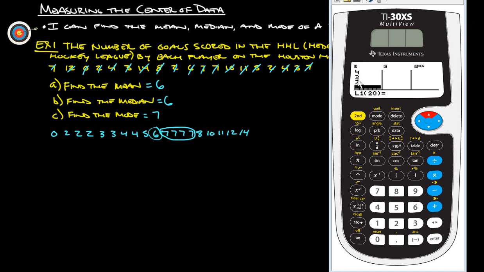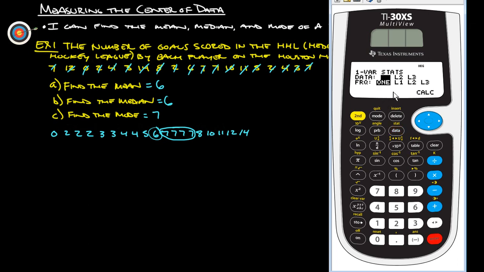So now, to come up with our mean and our median, we're simply going to push second and data, which gives us the statistics on this. It's going to ask 1 variable stats or 2 variable stats. Everything we've done so far, and will do for a while, is just 1 variable stats, meaning there's only one thing that you're measuring. In this case, it's just the number of goals scored.